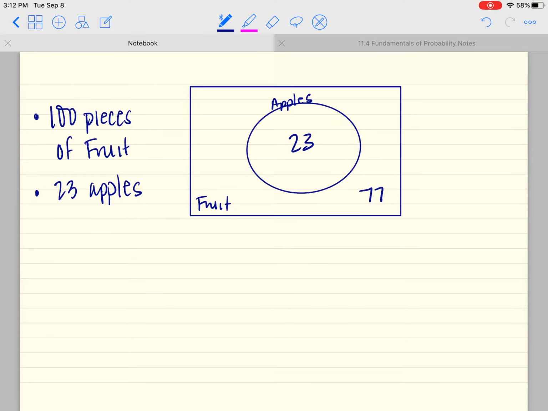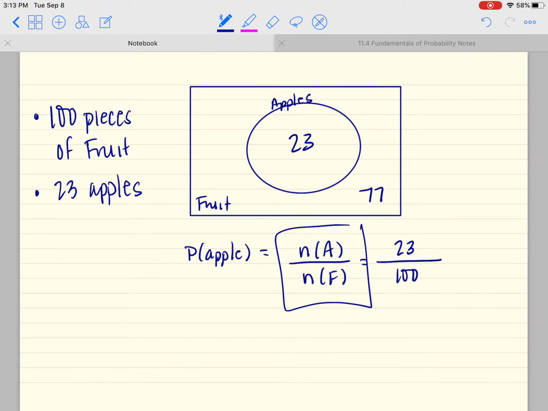If I said we were going to pick one piece of fruit at random, and I wanted to know the probability of choosing an apple, then I would need to know how many apples there are, and how many fruits there are total, right? The total number of fruits to choose from is 100, and the number of apples in that bunch would be 23. So our probability would be 23 out of 100. And again, this is just to try to help you see the notation. It's what's in the set that we're looking at, in this case apples, over what's in the universal set, or the total number of options to choose from. That's all that notation means.